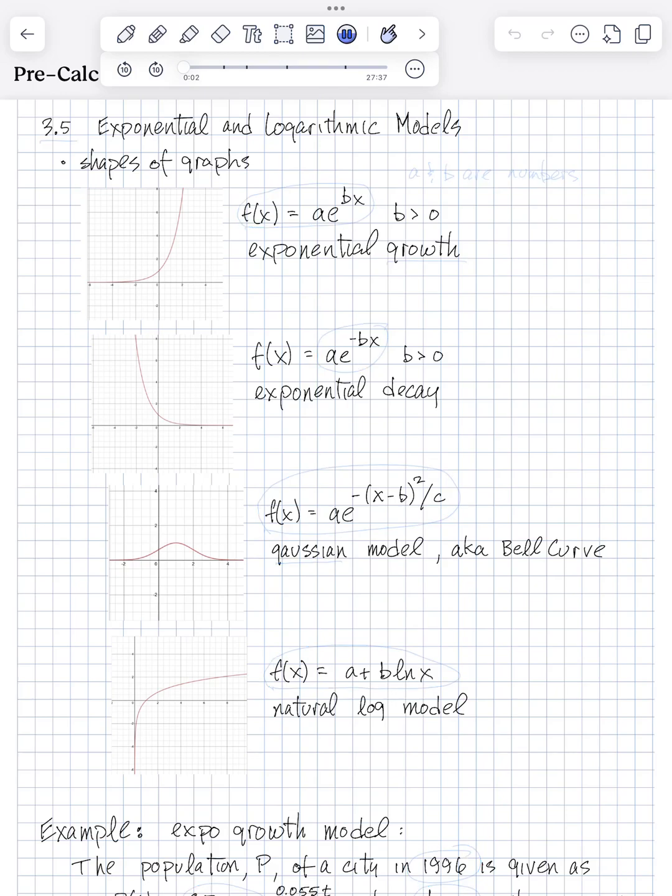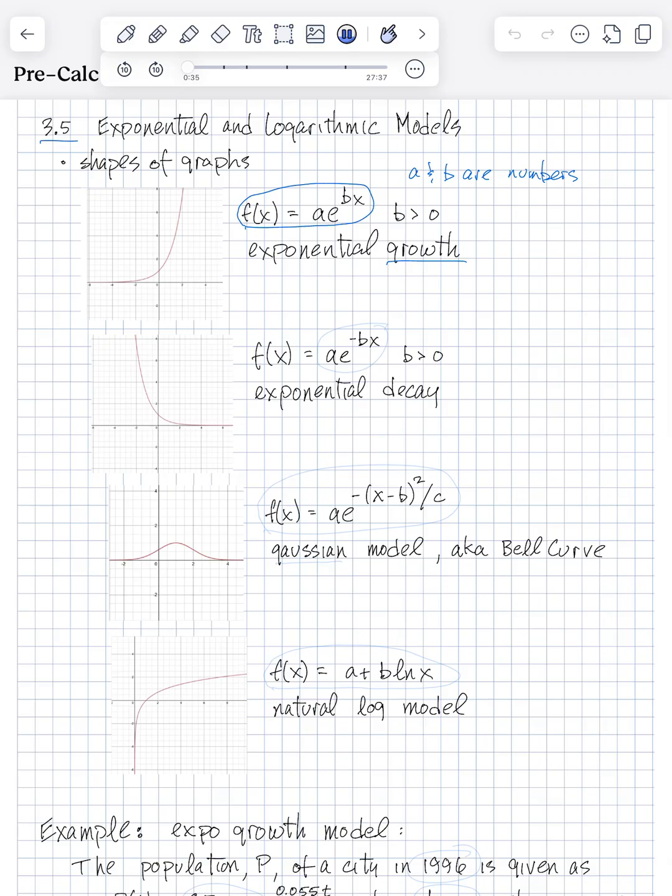Okay, Precalc lesson 3.5 on exponential and logarithmic models. So here I've got some typical shapes of graphs. The first one is our f of x equals a e to the bx, where a and b are just numbers. In this case, b is greater than 0. We call it an exponential growth curve.